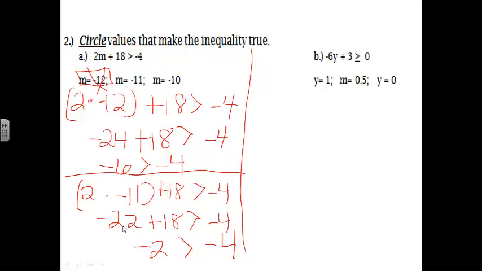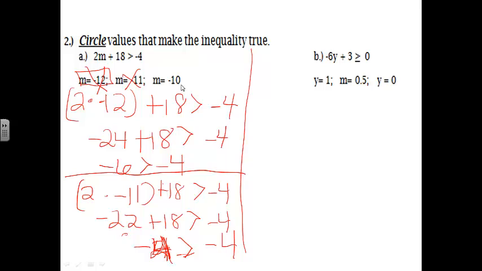Oh, whoops, I totally messed up. Hold on. This would be negative 4. My bad. Not negative 2. So is negative 4 greater than negative 4? No, because it doesn't have an or equal to sign. So this cannot be true. If it had a line under the inequality, it would be true, because that would mean or equal to.